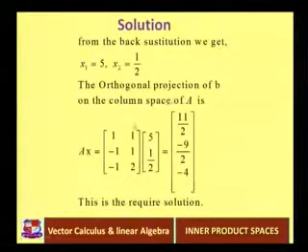The orthogonal projection of B on the column space of A is given by Ax, meaning multiply A, the original coefficient matrix, and X, the least square solution x1 x2, which gives the resultant 11 by 2, minus 9 by 2, and minus 4. So this is the orthogonal projection of B on the column space of A, and this value x1 x2 is the least square solution of the system AX is equal to B.